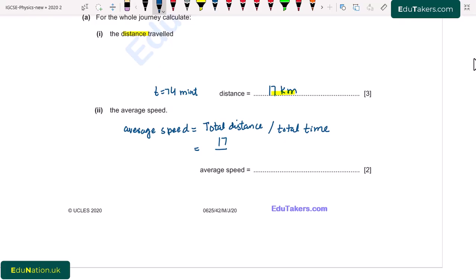I write here 74, it is in minutes, multiply by 1 over 60. Then it comes to hour. After solving, I get 14. The distance unit is kilometer, and I have to convert this time into hours. So its unit is 14 km per hour. The average speed comes to be 14 km per hour. Moving towards other part of this question.